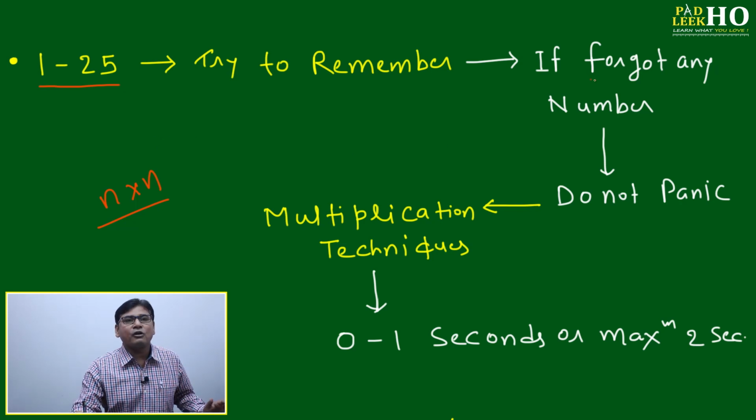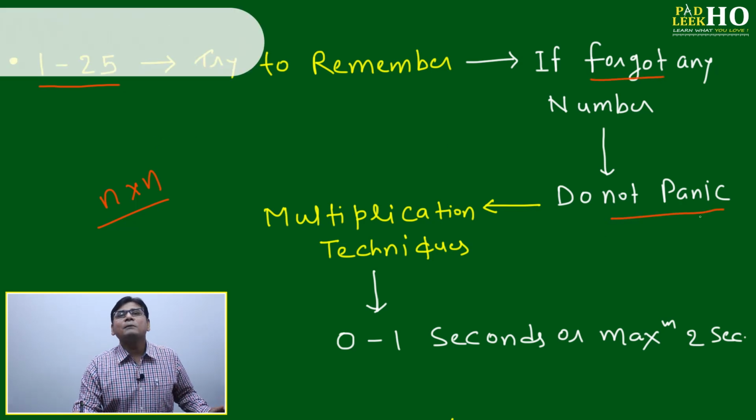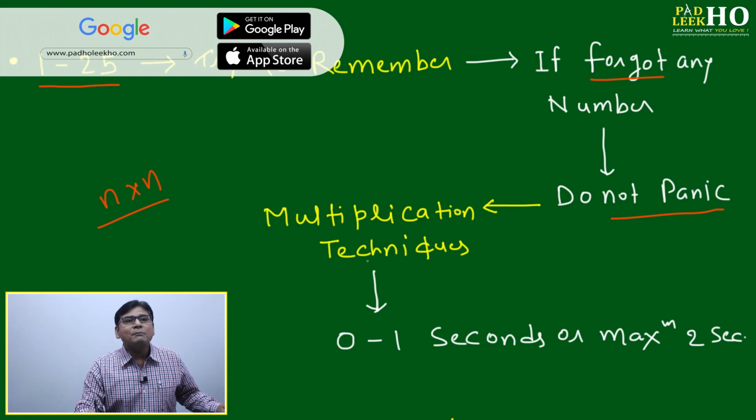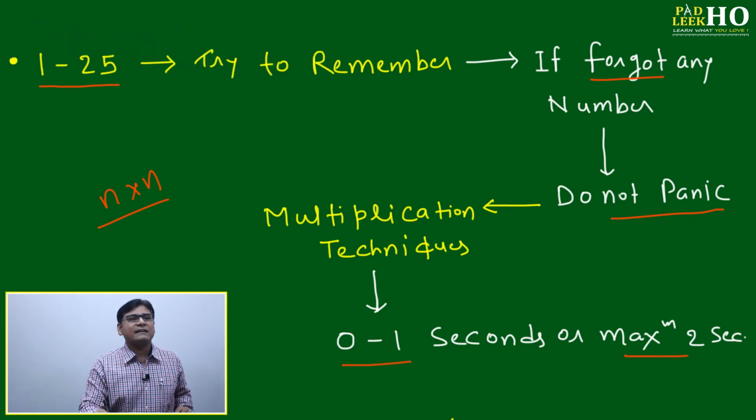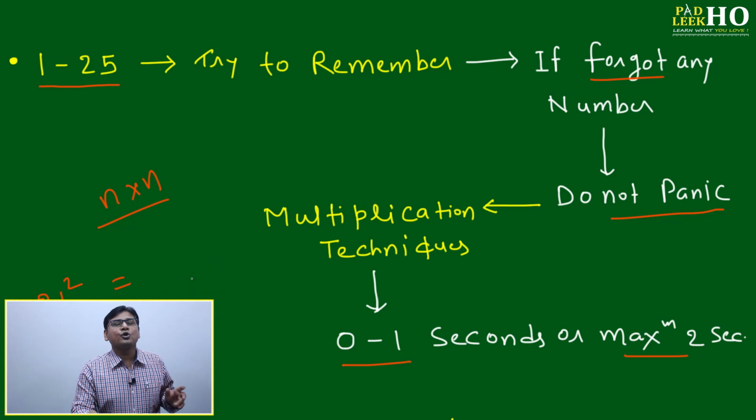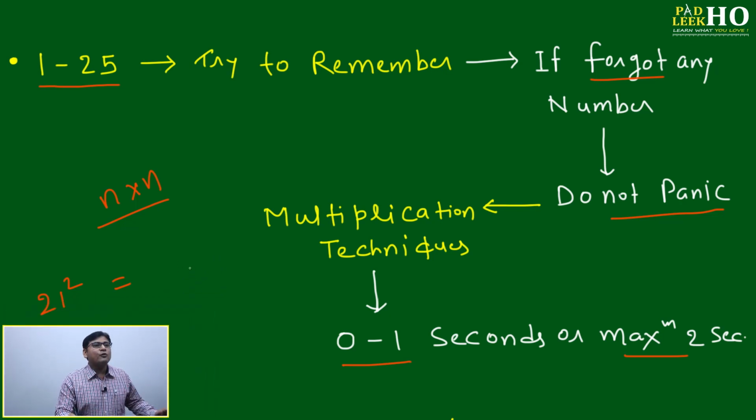No need to worry if you forget, and don't panic. You will be able to apply the multiplication technique within 1 second or a maximum of 2 seconds. Just suppose you forgot the square of 21. Ideally you should remember 1 to 25 and immediately respond that it is 441. But suppose you forgot, and you don't know what the square of 21 is.